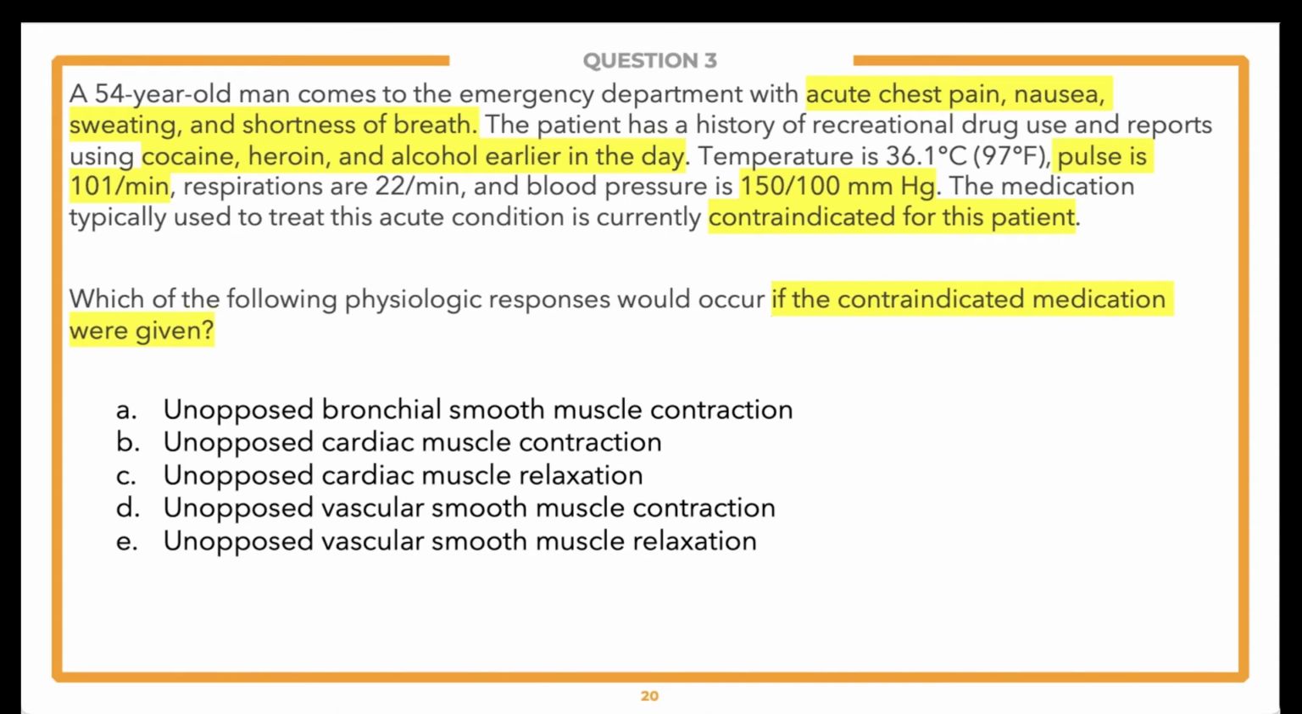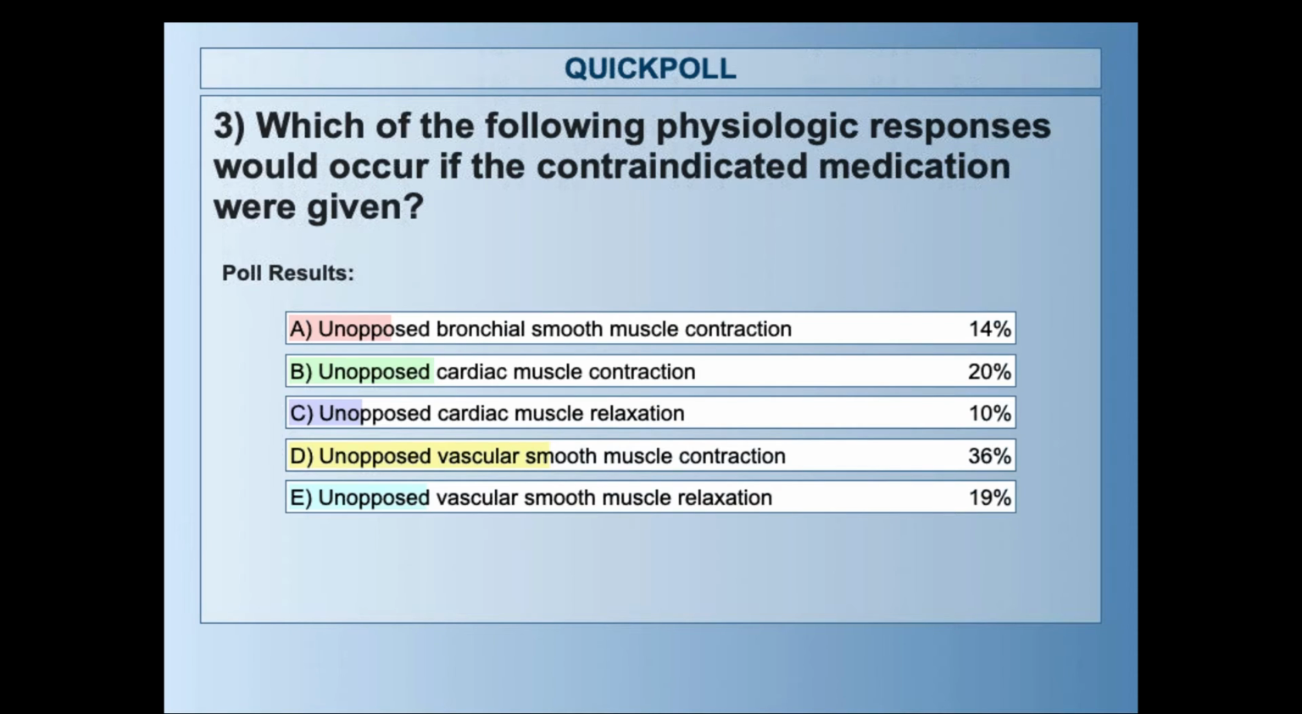And let's share the results. So, unlike the previous two questions, we don't have such a broad consensus for this item. A little over a third of you went with option D, which is unopposed vascular smooth muscle contraction. And then answer choice E, unopposed vascular smooth muscle relaxation, and answer choice B, unopposed cardiac muscle contraction, both got about the same number of votes.